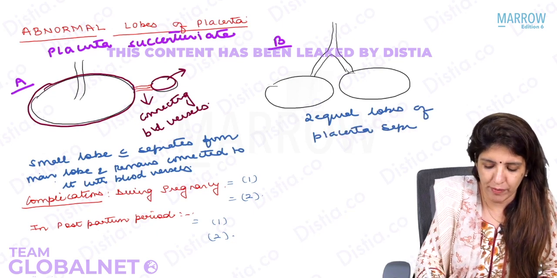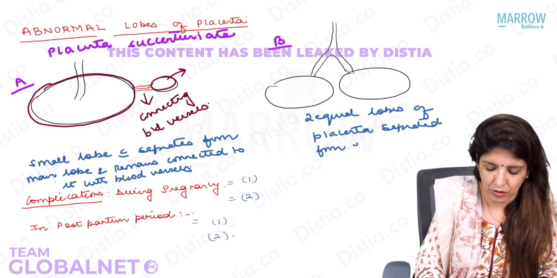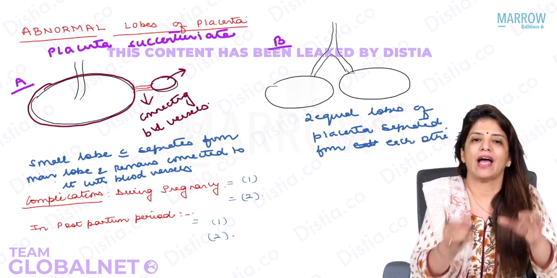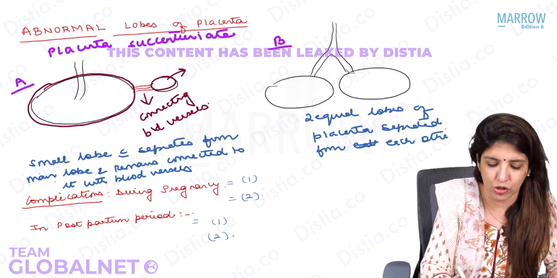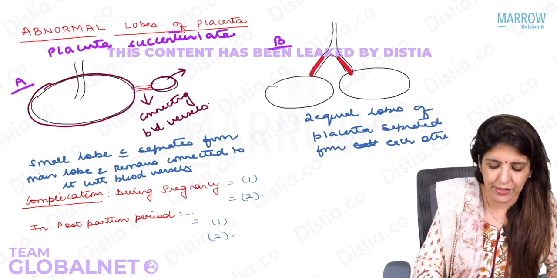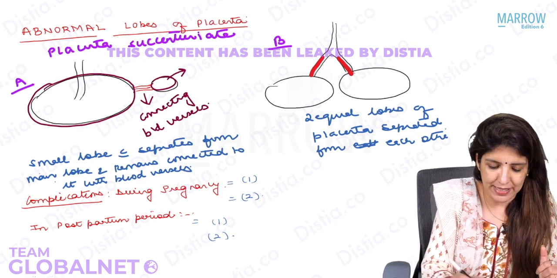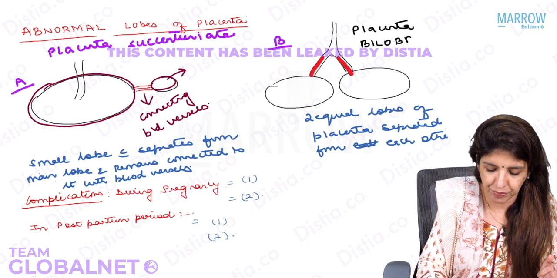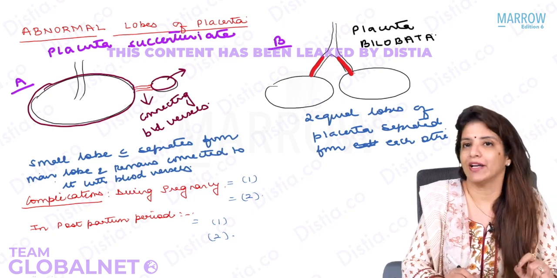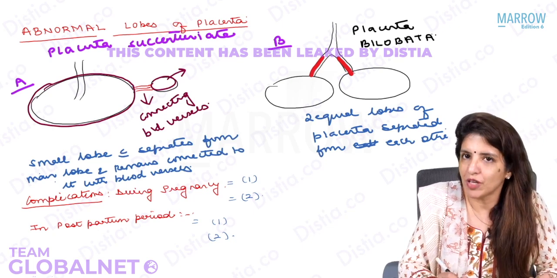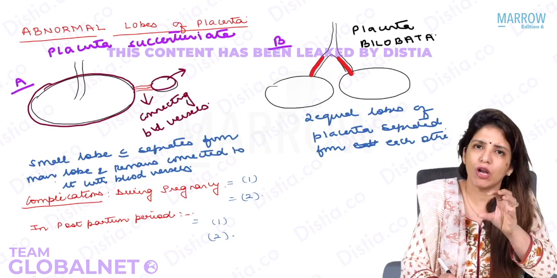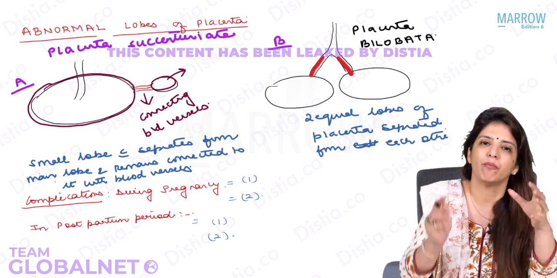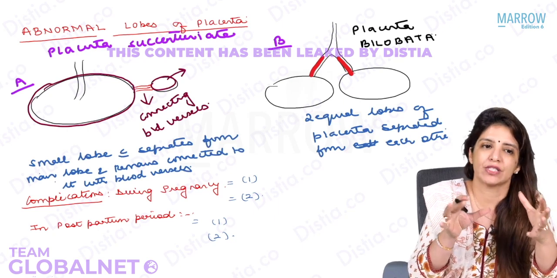which are separated from each other. So if there are two equal lobes which are separated from each other and the umbilical cord is coming and giving blood vessels to both of them, such a placenta is called as a placenta bilobata. So the basic difference between two of them is in placenta circumvallata, you will see a small part which has separated from the main placenta, whereas in placenta bilobata, both the lobes, both the parts are going to be roughly of the same size.